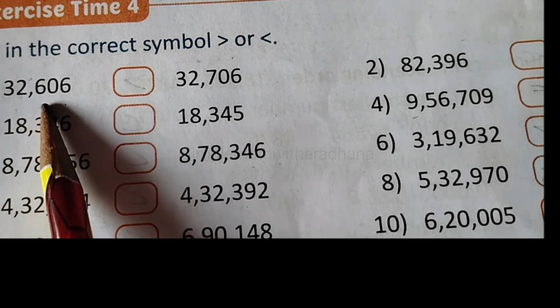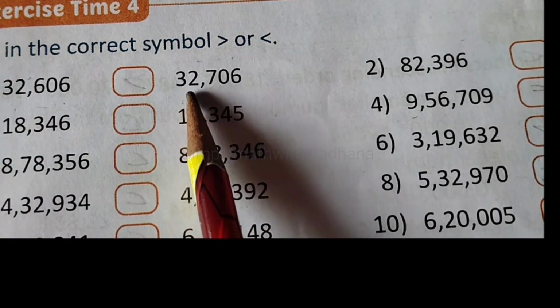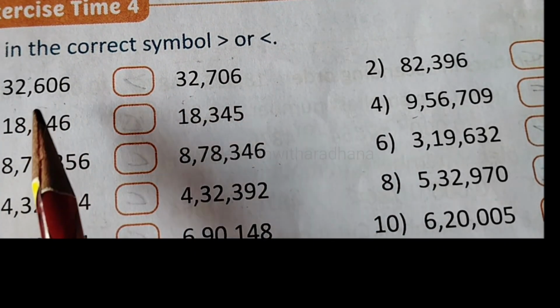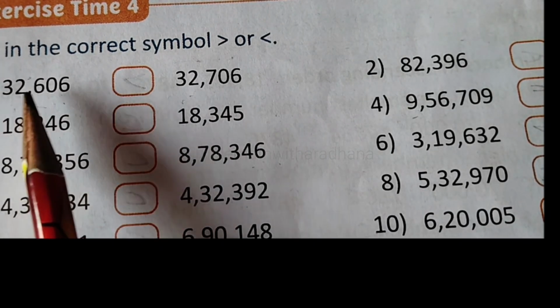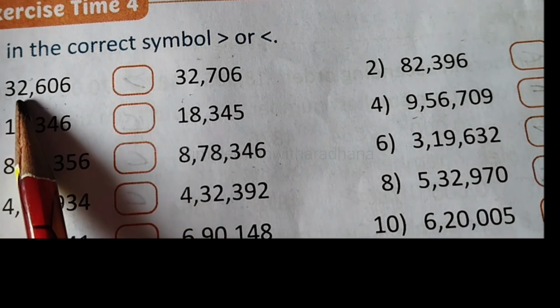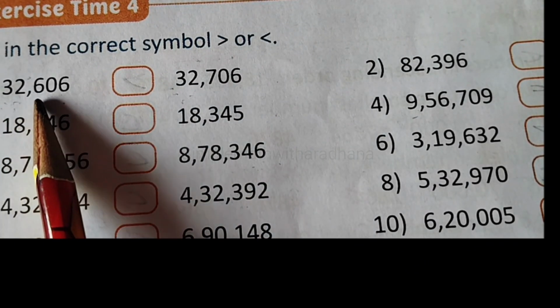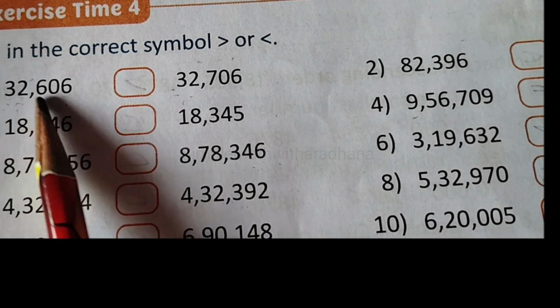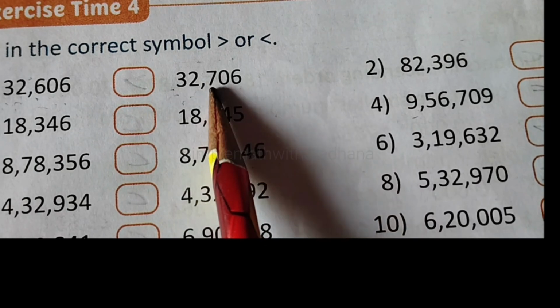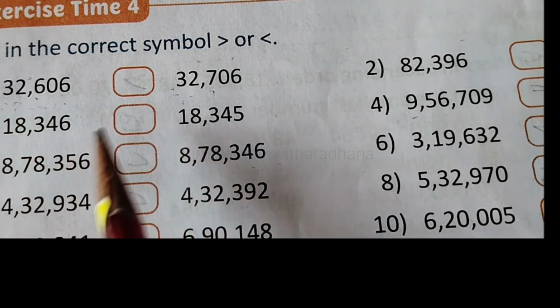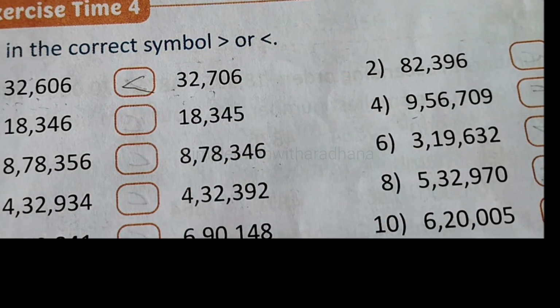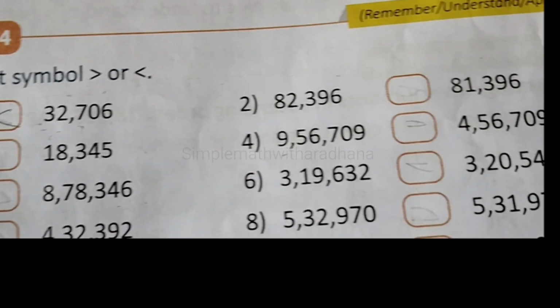We will go on question number 1. 32,606. Here 32,706. What we are seeing here, basically ones, tens. Starting we will go from the largest digit, so 3 3, 2 2, so there is no change. Here on the place of 106, on the place of 107, so 7 is greater than 6, obviously this number will be greater. Question number 2 पर आते हैं.